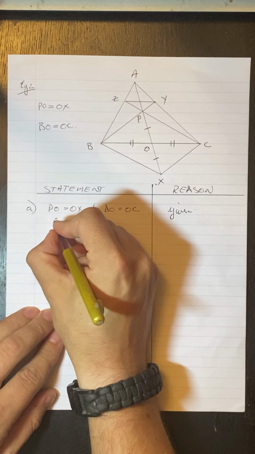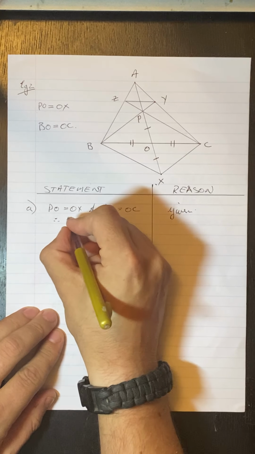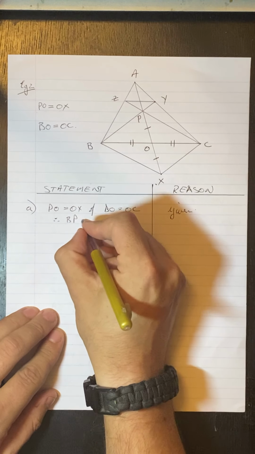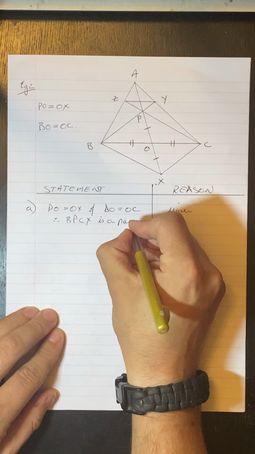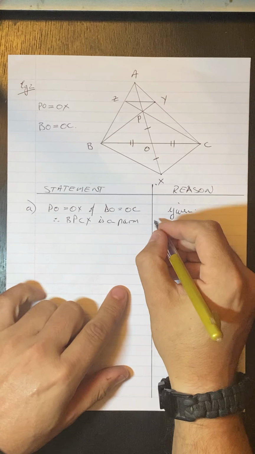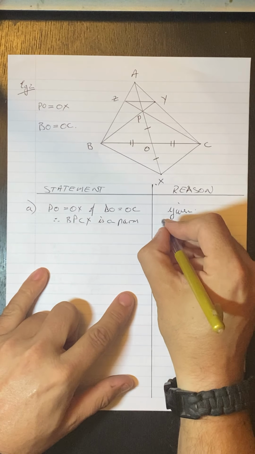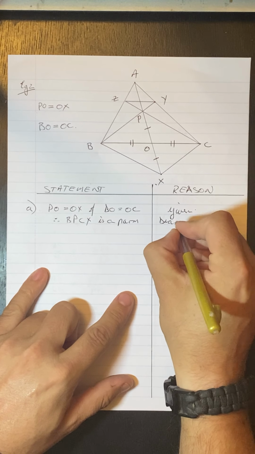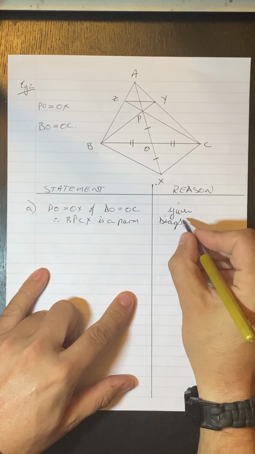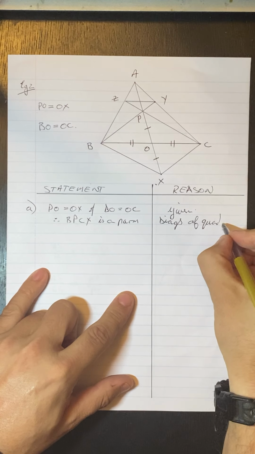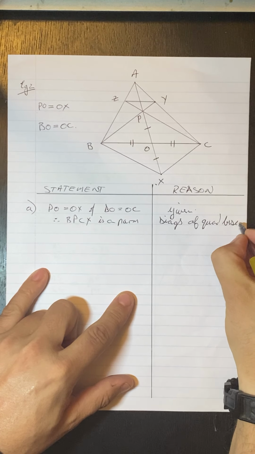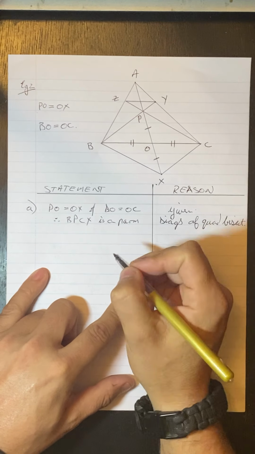Therefore, BPCX is a parallelogram. And the reason for that: diagonals of quad bisect. So diagonals of quad bisect. Okay, so that was an easy one.